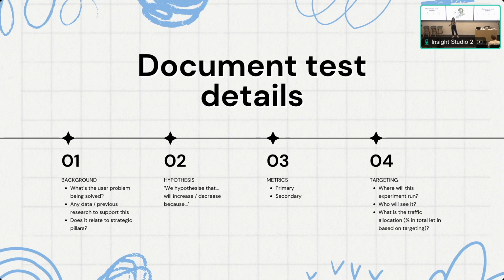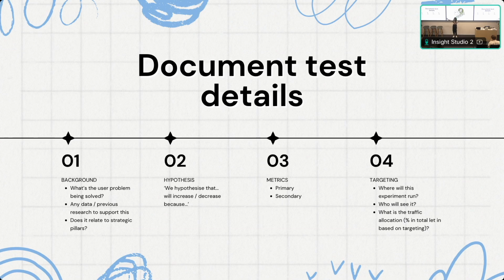And then, of course, number 2, your hypothesis. So we hypothesized that this change, whatever that is, will increase or decrease whatever, because of whatever reason that is. So pretty basic template, but it helps ground and bring it back to what you're looking at.